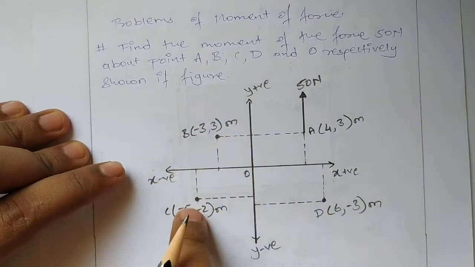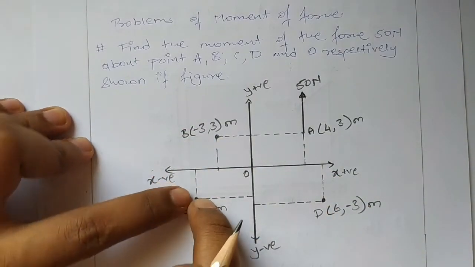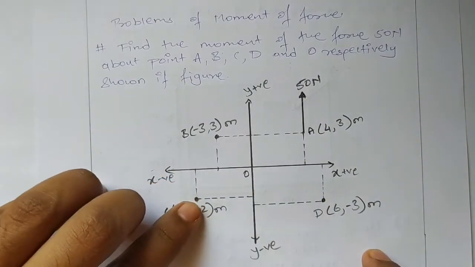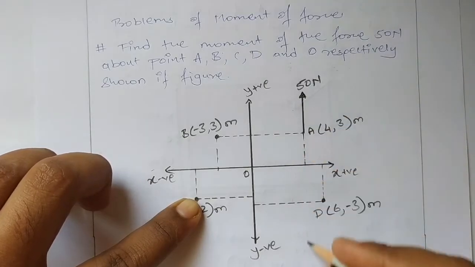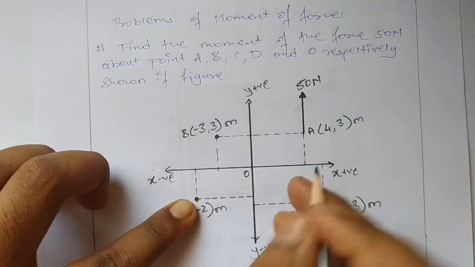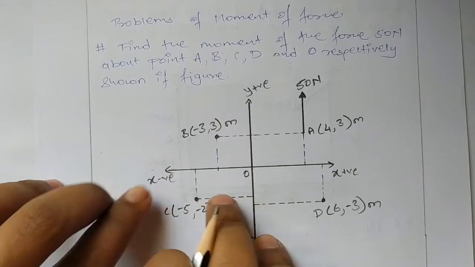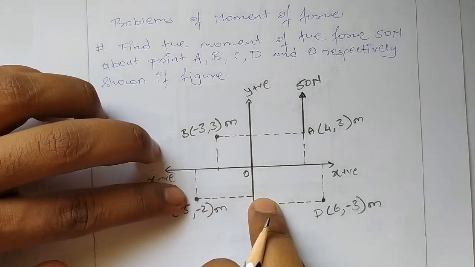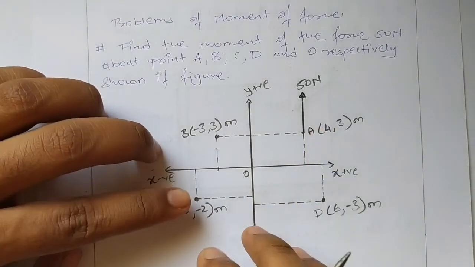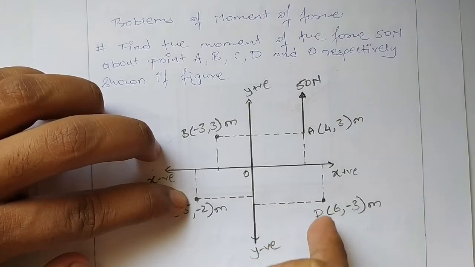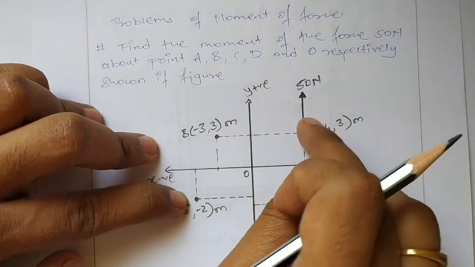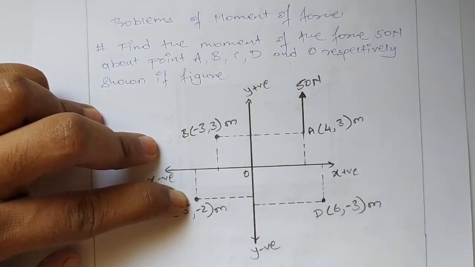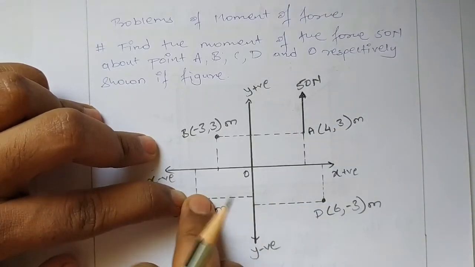Similarly, about point C, it is the same line of action of force, and the perpendicular distance is 4 plus 5, which is nothing but 9 meters. Again here at point C, it is making an anti-clockwise moment. So 50 into 9 comes out to be 450 Newton meter.